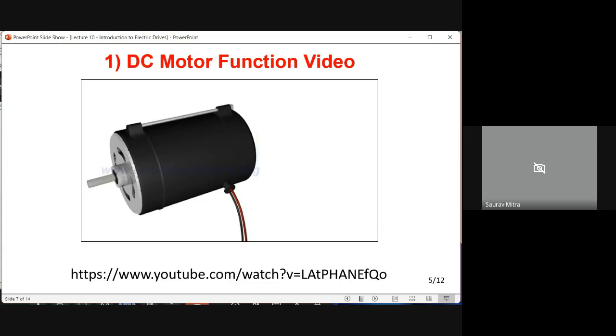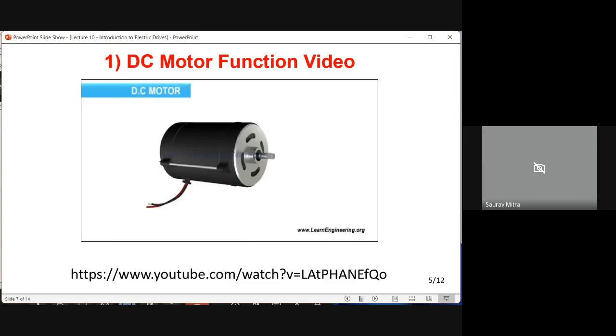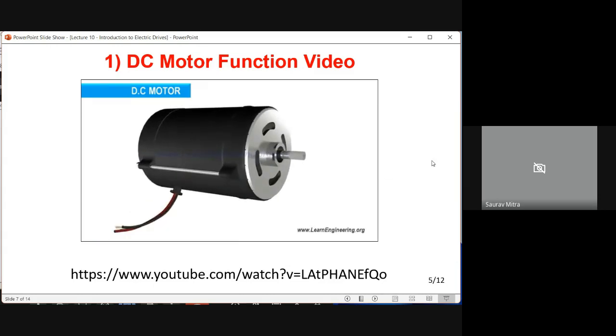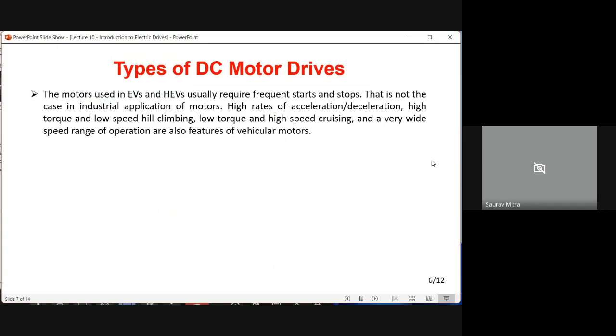Okay, so after that video, we are going to see what is next. We're going to see the next topic, that is the types of DC motor drives.